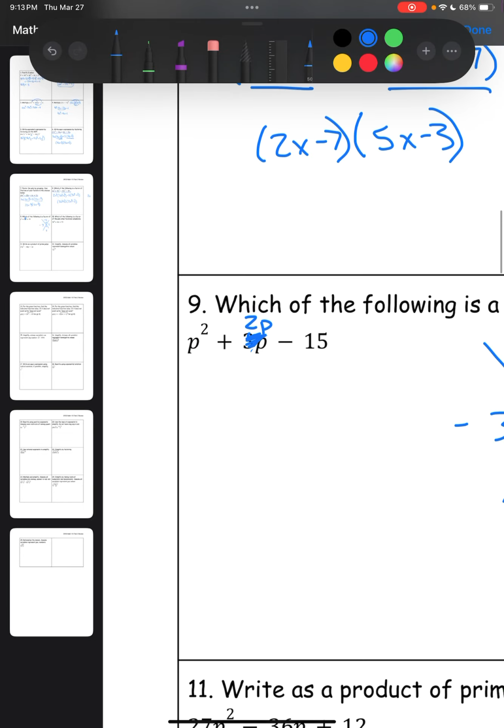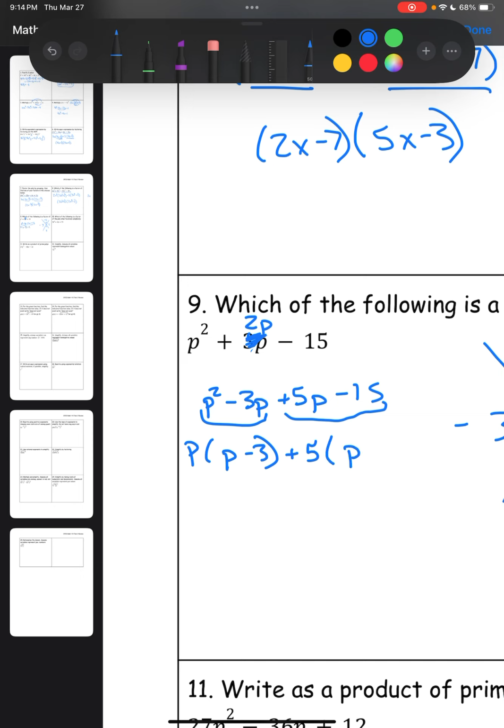So let's split up that 2p with p squared minus 3p plus 5p minus 15. So from here, we're going to do our grouping. Taking out a common, well, you can only take a p out of here. That's the only thing we have in common here. So that's p minus 3 plus, then we can take out a 5 out of here, leaving us p minus 3. So again, we are left with the same thing here, leaving us p minus 3 times p plus 5.